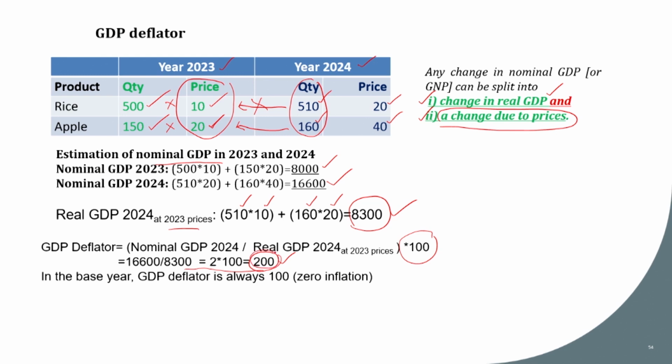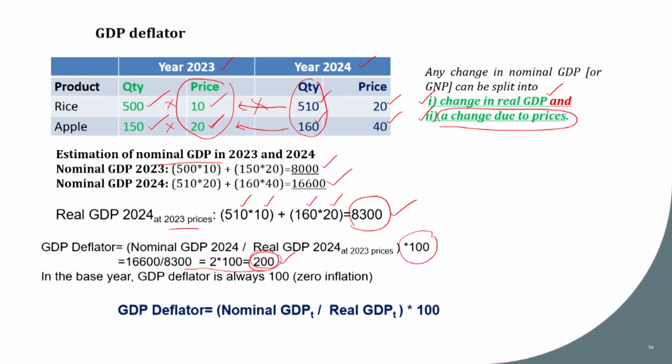In order to get the inflation from the GDP deflator, we need to subtract 100 from here. To summarize, the GDP deflator is the nominal GDP in period T divided by the real GDP in period T times 100. So by using the concepts of nominal GDP and real GDP, we calculated the GDP deflator, and the GDP deflator here is a measure of inflation.